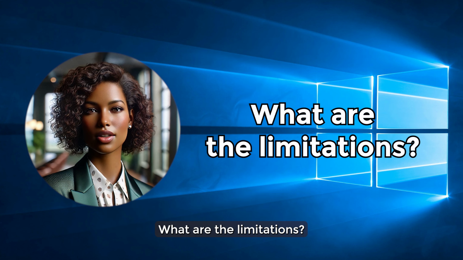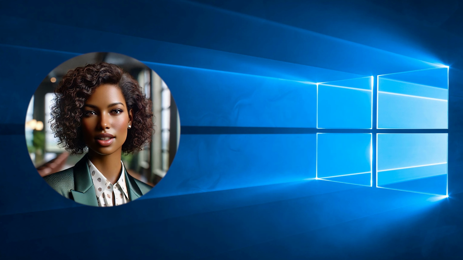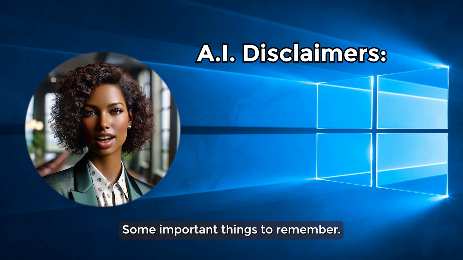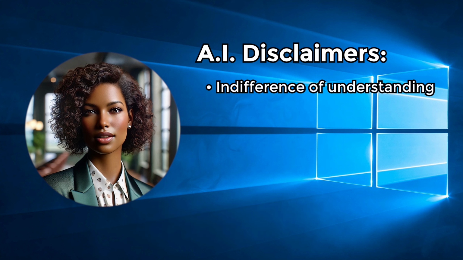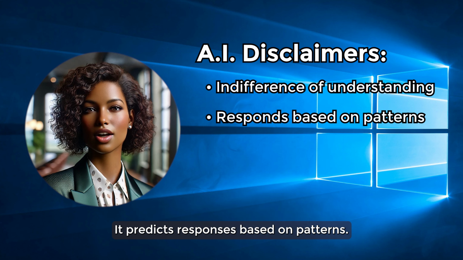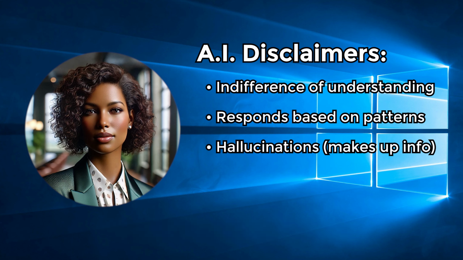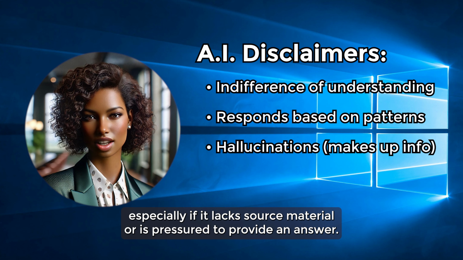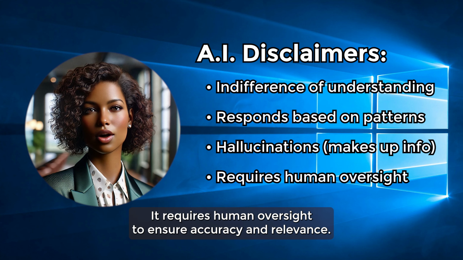What are the limitations? AI is powerful, but it has limitations. Some important things to remember: it does not inherently understand concepts like a human. It predicts responses based on patterns. It can hallucinate, make up information, especially if it lacks source material or is pressured to provide an answer. It requires human oversight to ensure accuracy and relevance.